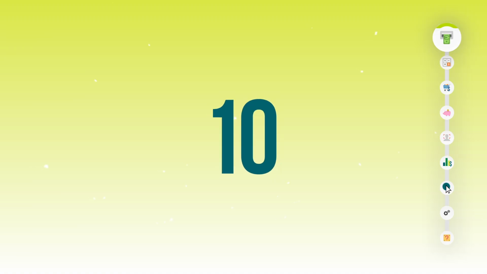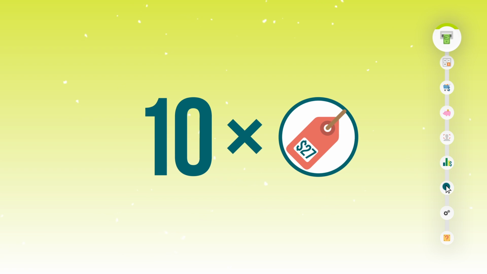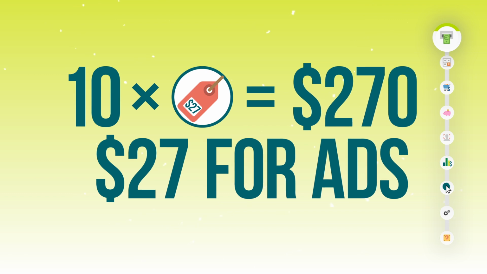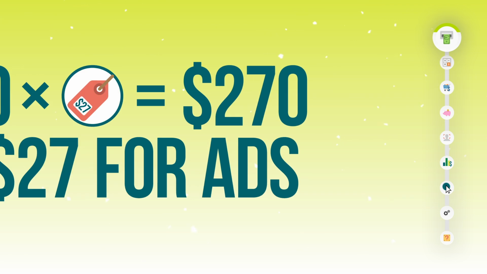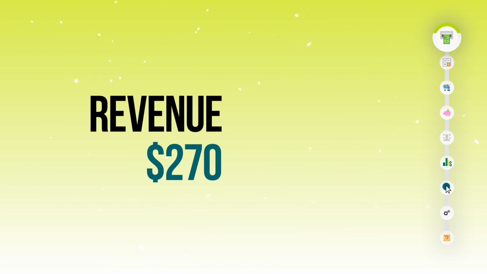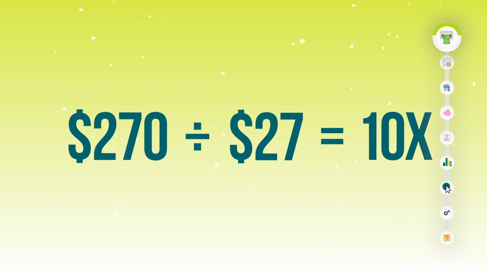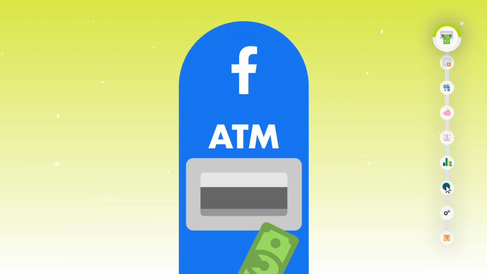Let's say you made 10 sales of a $27 product from your ads. That's $270. And you spent $27 on ads to generate those sales. That would be $270 made divided by $27 equals 10x. In this case, the X is a multiple of your ROAS. So what that means is every single time you gave the Facebook ATM $1, it spit back out $10 in your pocket. Now, I would love to have an ATM that every single time I gave them $1, they spit me back out $10, but that's not always the case in our Facebook advertising world.